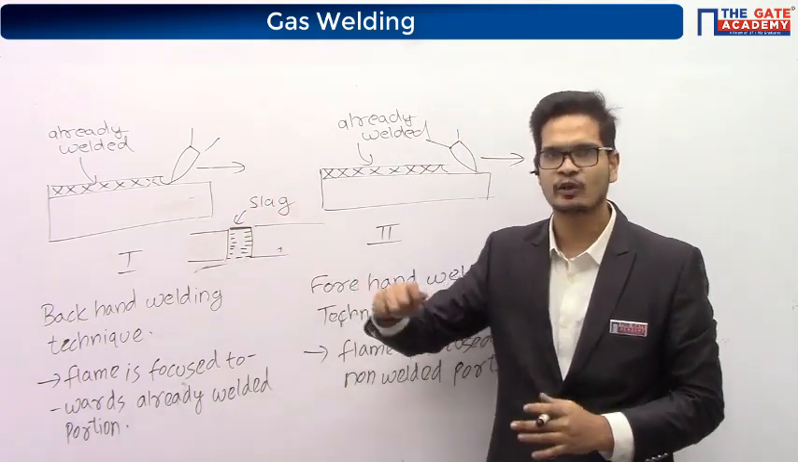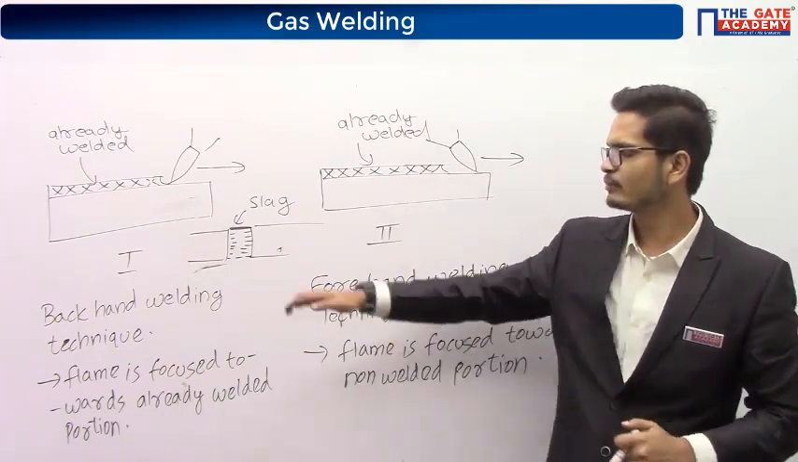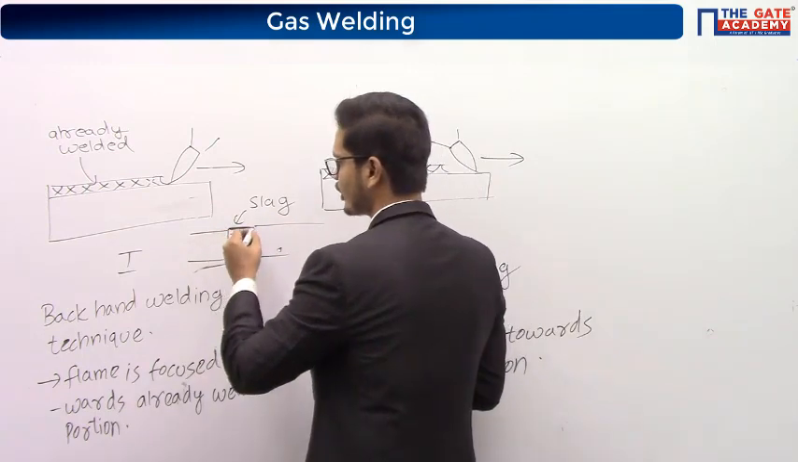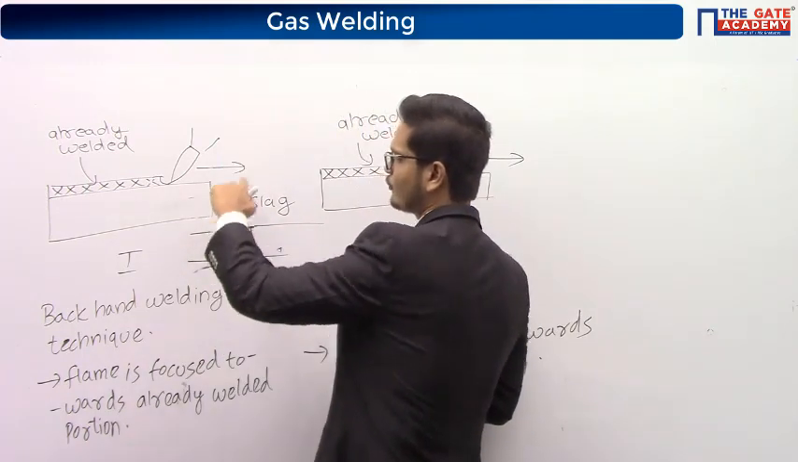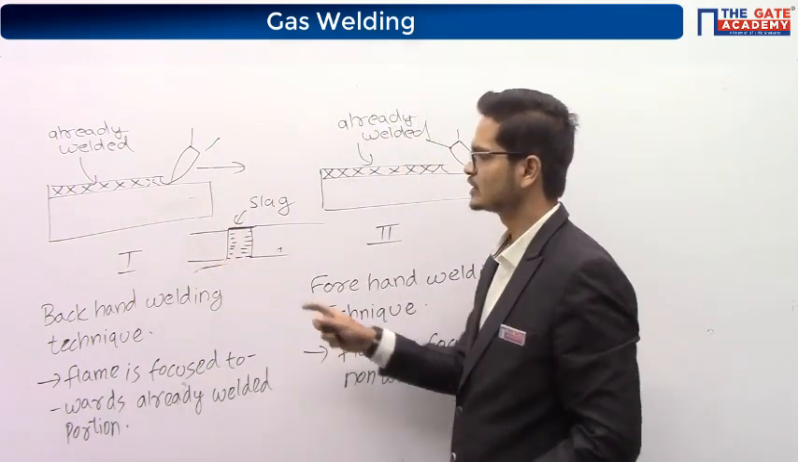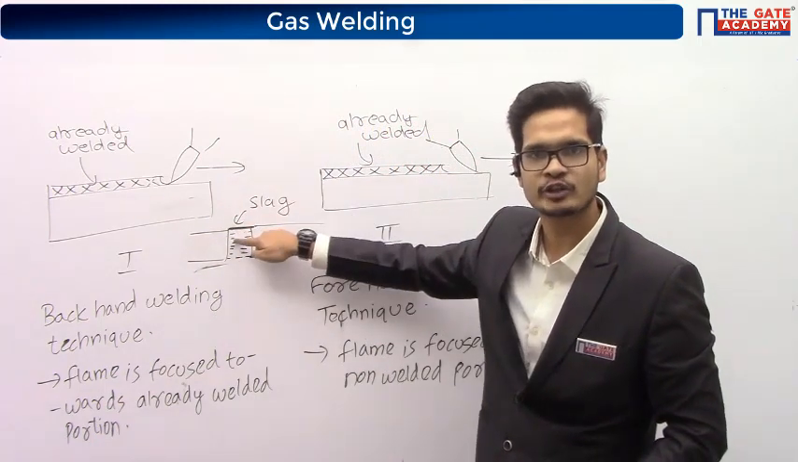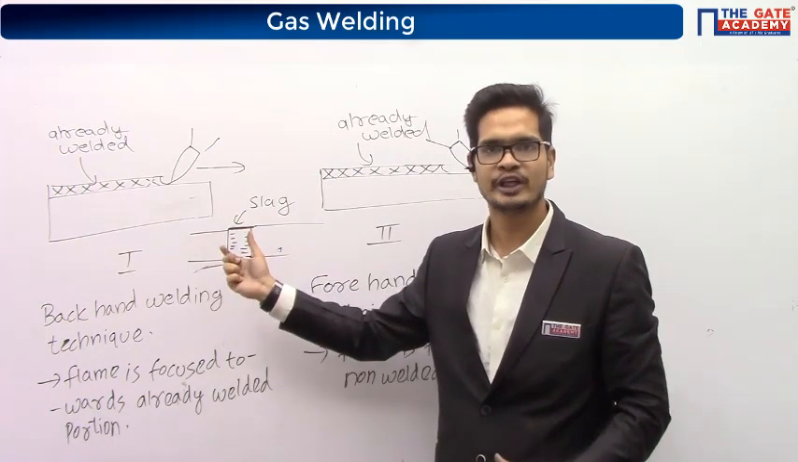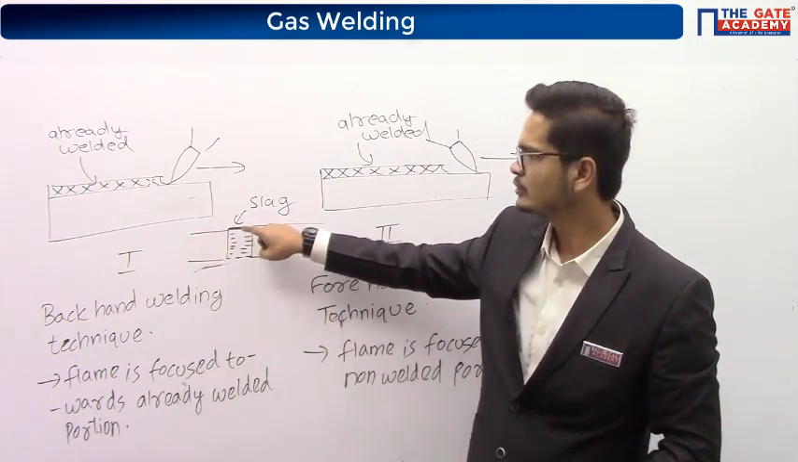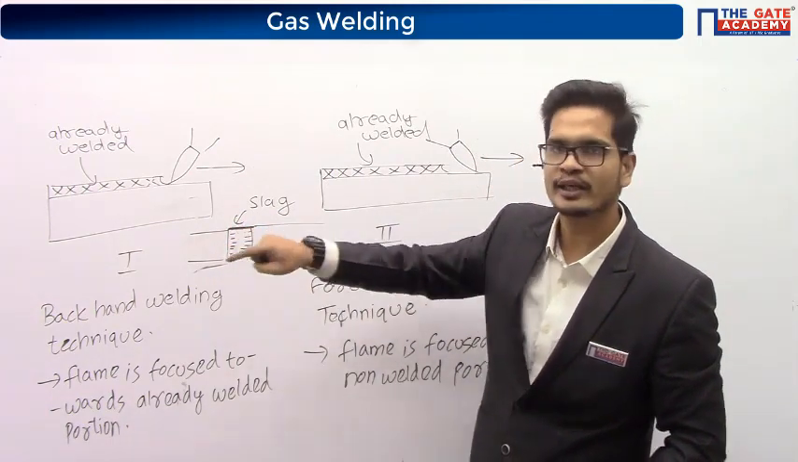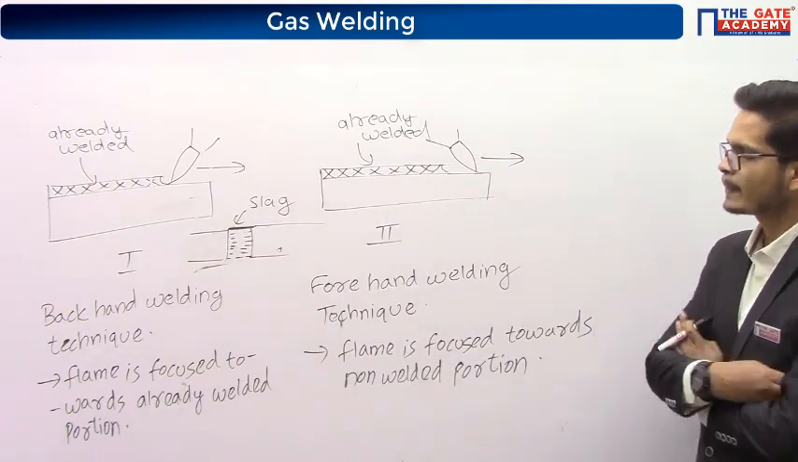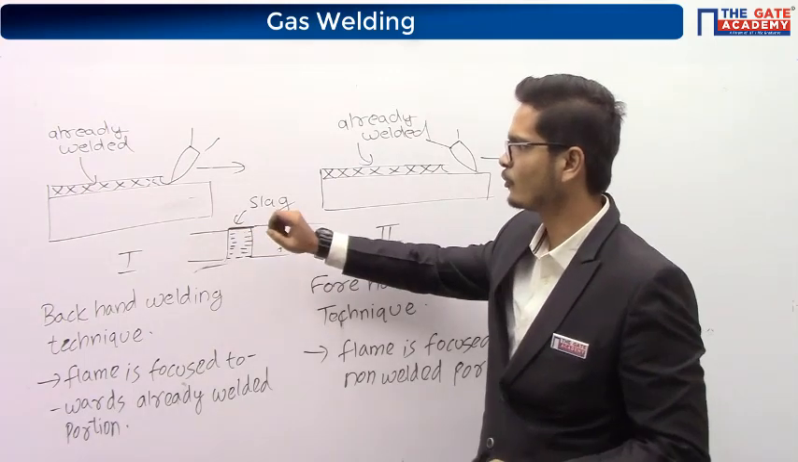What is slag? That we'll see later. But the main purpose of the slag is to remove the contact of the atmosphere with the molten metal. Since the molten metal is not in contact with the atmosphere, it won't get oxidized. It won't absorb any impurities. So on the top of the molten metal, a thin layer keeps floating. That is called slag. So slag keeps floating.